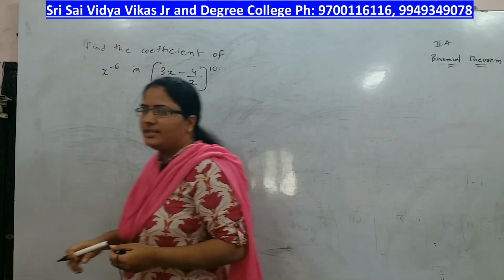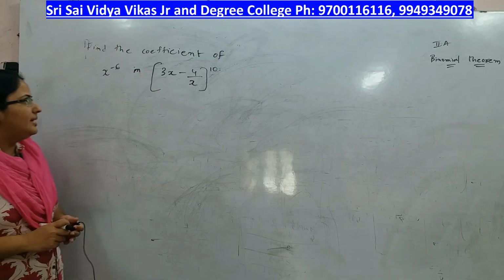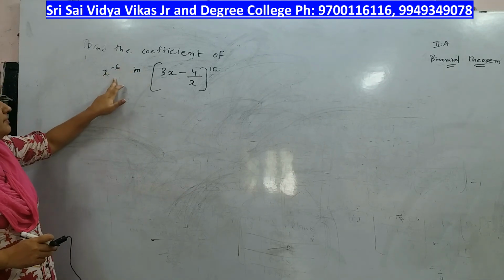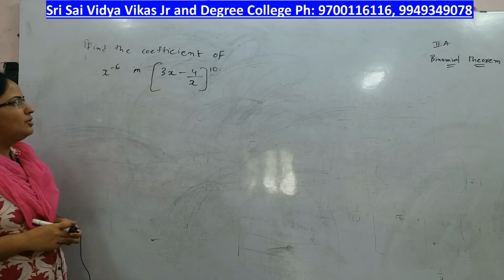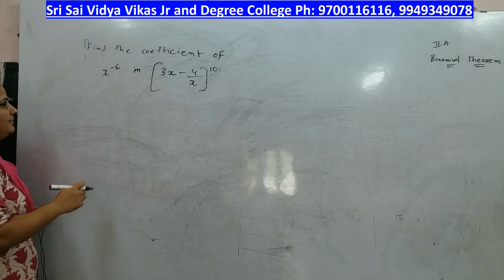Hello students, in today's class we are continuing with binomial theorem. The next set of problems that you have is: find the coefficient of x power minus 6 in the expansion of (3x minus 4 by x) whole power 10. This is what you have to find.